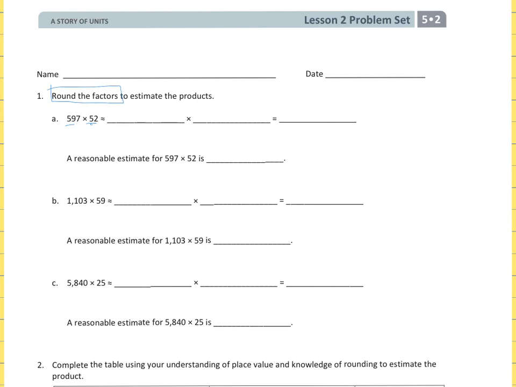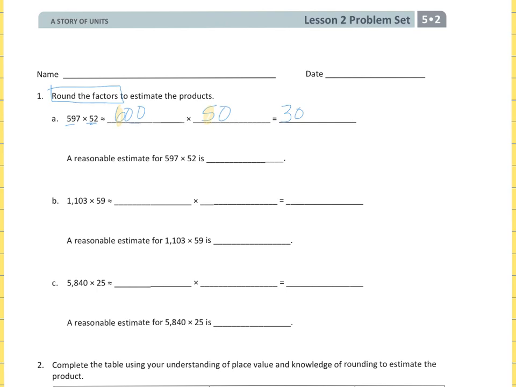597 is closer to 500 or 600. Hopefully you guys know it's going to be 600. 52, is it closer to 50 or is it closer to 60? It's closer to 50. Now we're going to use what we learned in the last lesson. Let's multiply our basic math fact. Here's the basic math facts, 6 and 5. What do I get when I multiply 6 and 5? You're going to get 30.